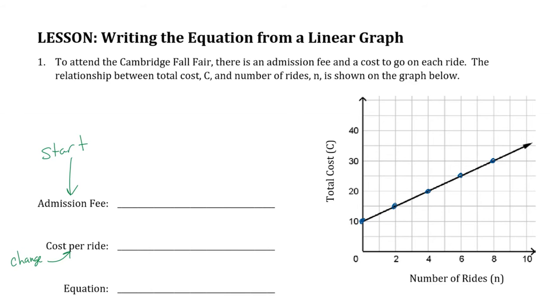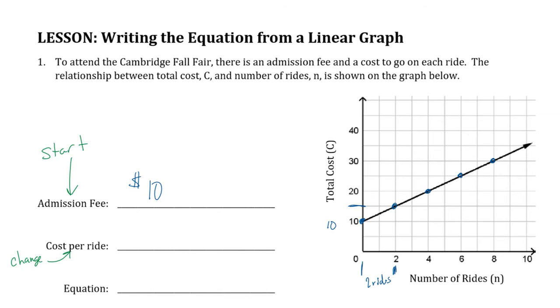So what's the admission fee? What's the cost for 0 rides? The cost for 0, the number for 0, or the number to start, and it's just where the line starts. It's how much for 0, and in this case it looks like $10. What's the cost per ride? Well, very similar to yesterday. I'm going to find 2 nice points, and I'm going to see that this is actually for 2 rides. And in 2 rides, the cost changes from $10 to this marker, which is how much?